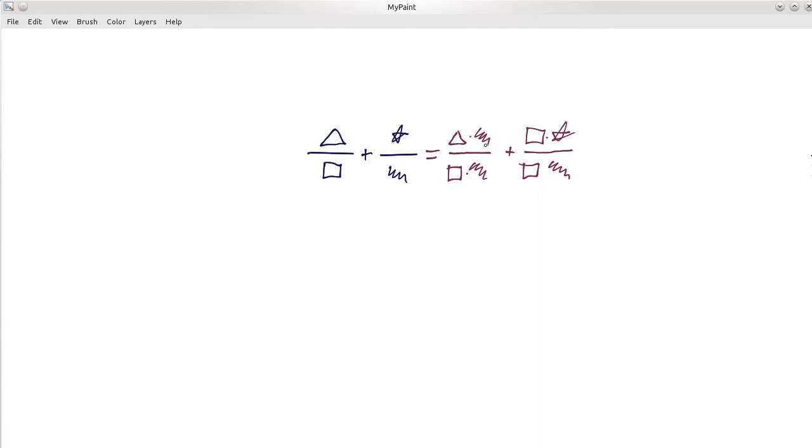So now I have two fractions, triangle times squiggle over square times squiggle plus square times star over square times squiggle. But now the denominators are the same, so I can say how many of those I have. My new denominator of the sum will be the common denominator, square times squiggle, and in the numerator I'm going to have triangle times squiggle plus square times star. Okay, and that's the answer. Of course, if these were numbers or algebraic expressions, we could simplify them perhaps. But that's how you add two fractions.